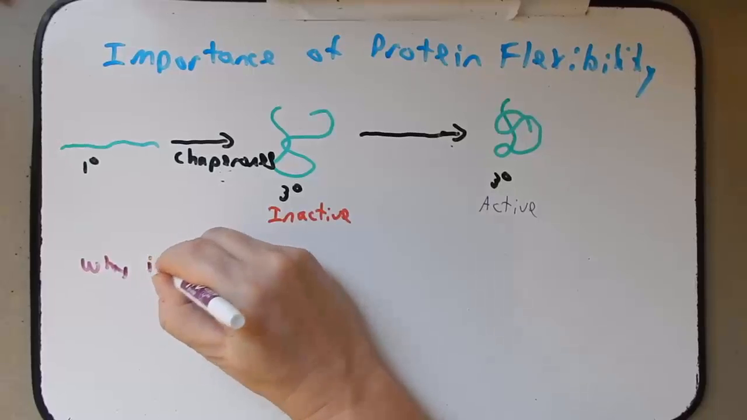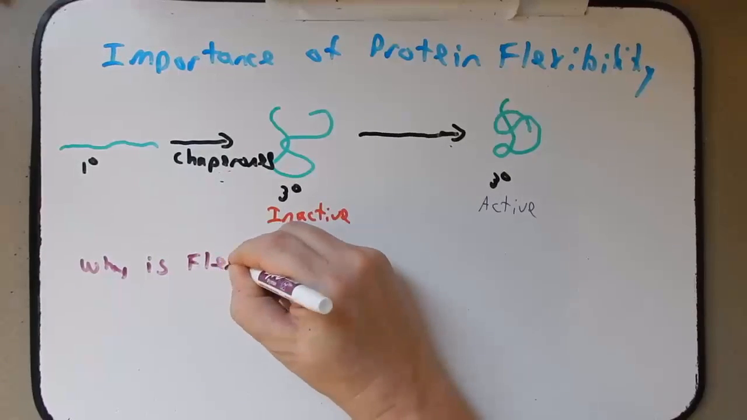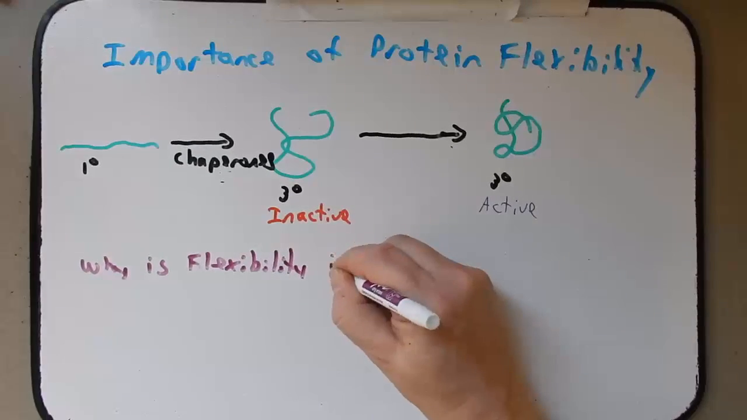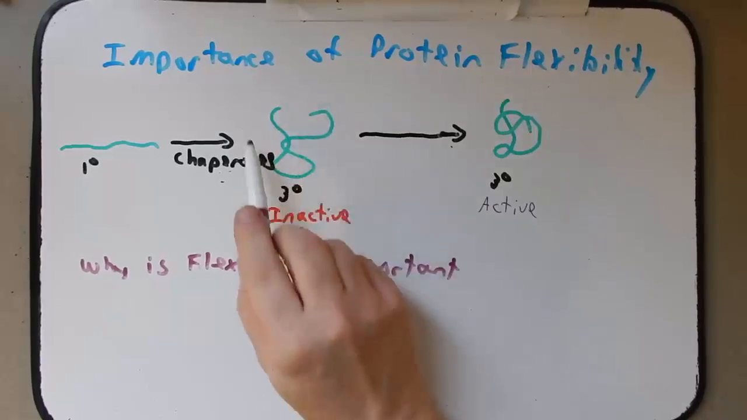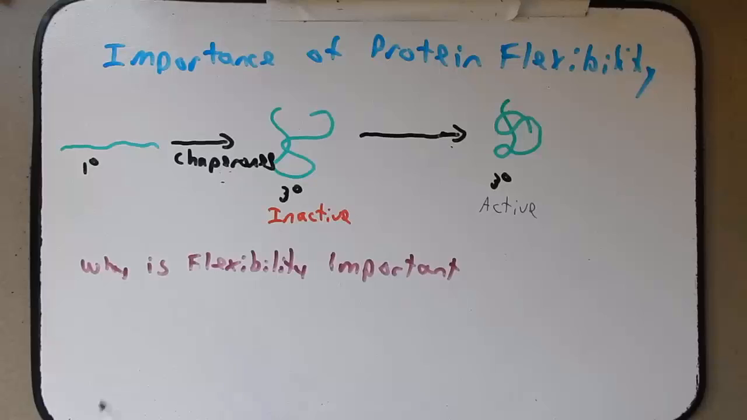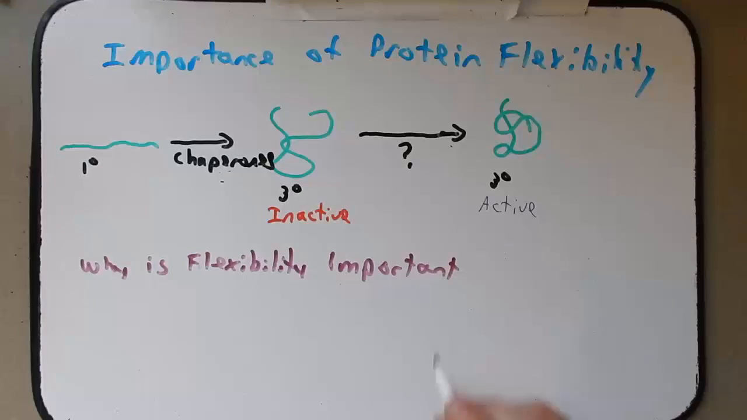Why is that flexibility important? Why not just let the chaperones make a fully active protein? Why do we have to have this additional step? And what allows it to do that? What causes the activation of this protein?